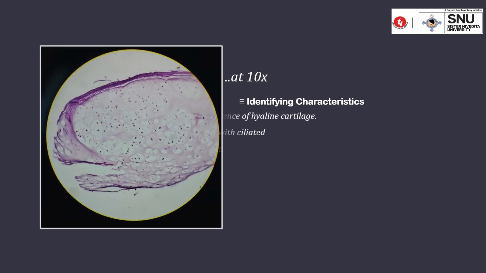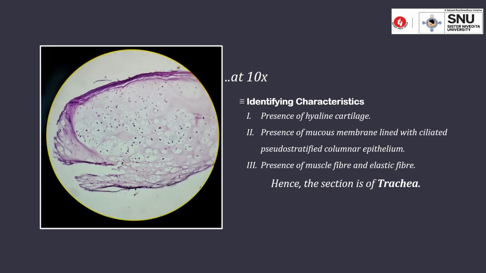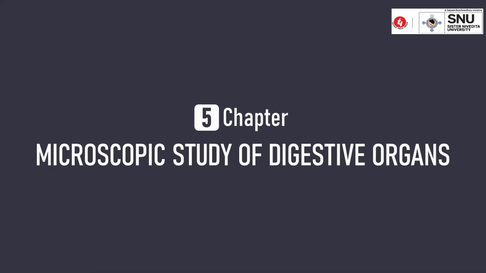Now let's move on to the second slide, which is the trachea. We are also observing it under 10x. The identifying features of this slide include the presence of hyaline cartilage, a mucous membrane lined by ciliated pseudostratified columnar epithelium, and the presence of muscle and elastic fibers. Therefore, this histological section is identified as the trachea.